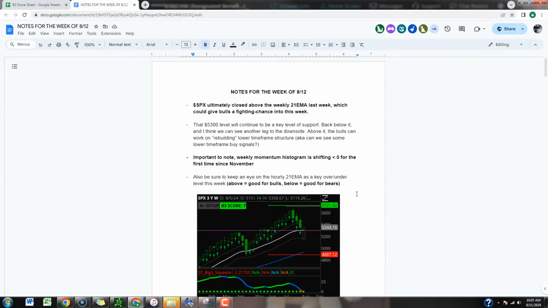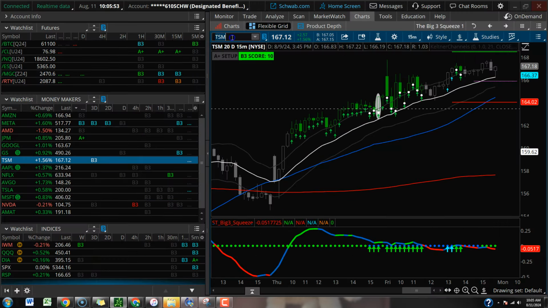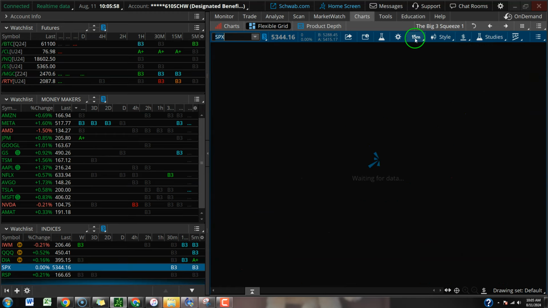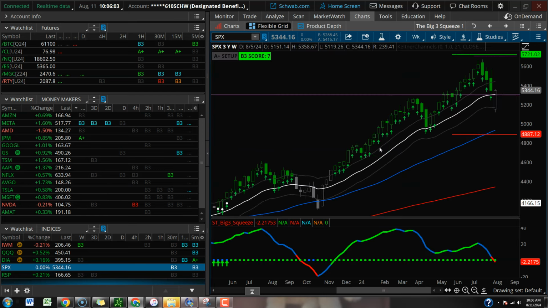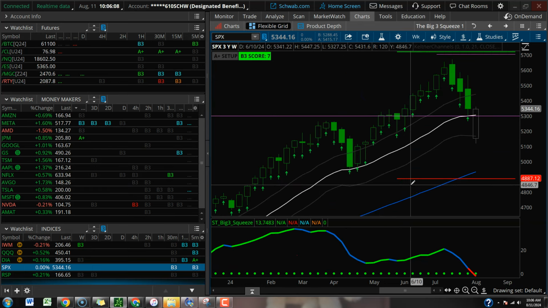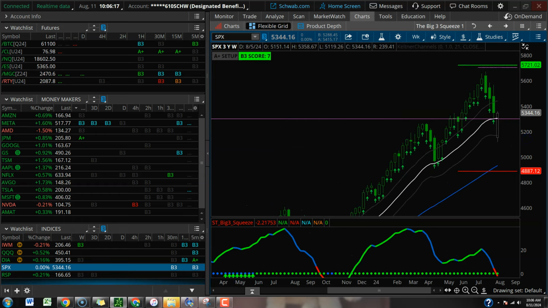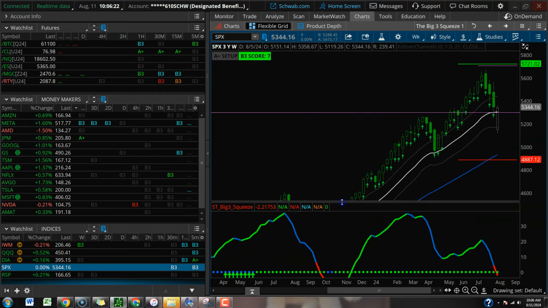Over on the notes for the week ahead, and I'll move this to the side here. 5,300 SPX, I think will continue to be a really important level. The old, trusty weekly 21 EMA. They did do a good job last week of propping it back above that level before the close. Very, very important spot. I think it becomes more important when we see momentum down here on the histogram crossing negative for the first time since November.